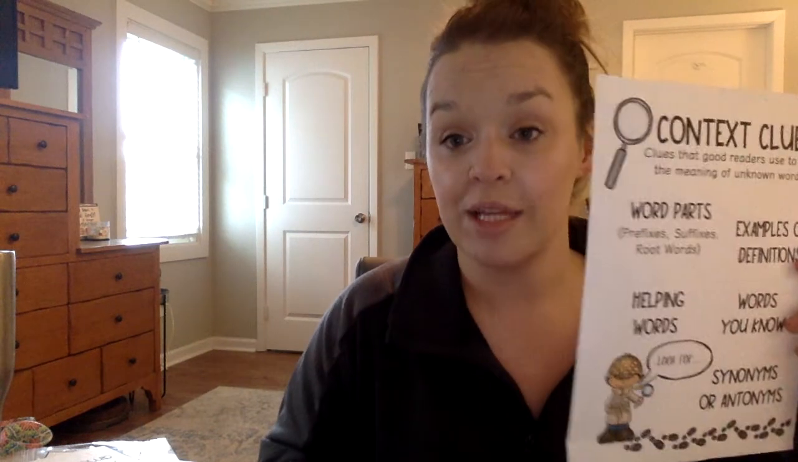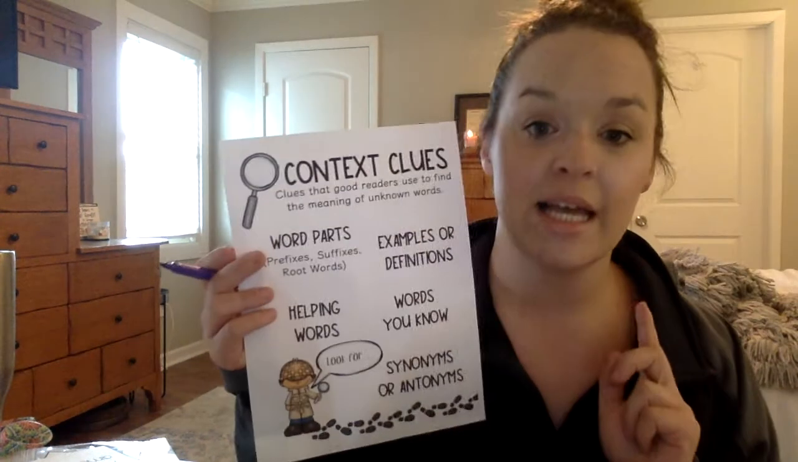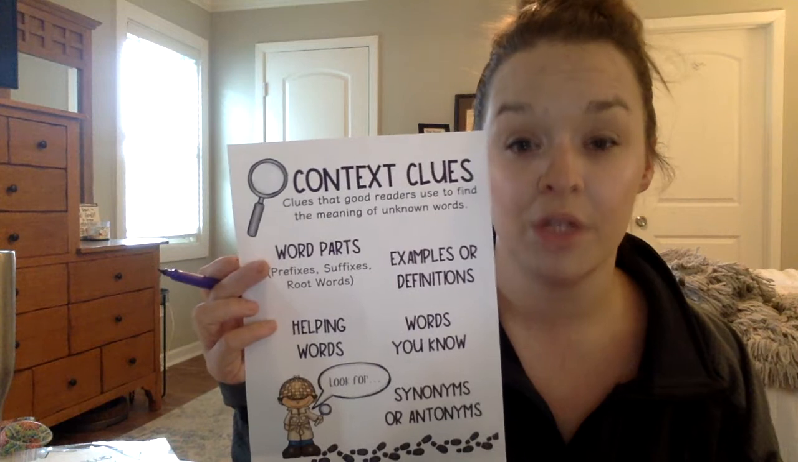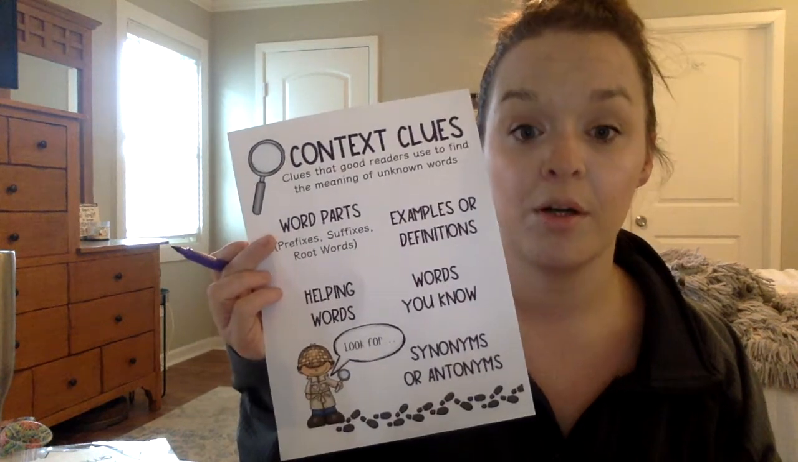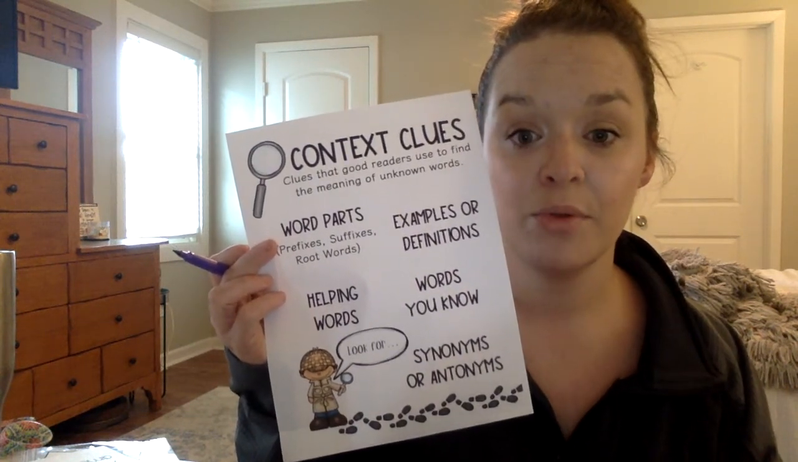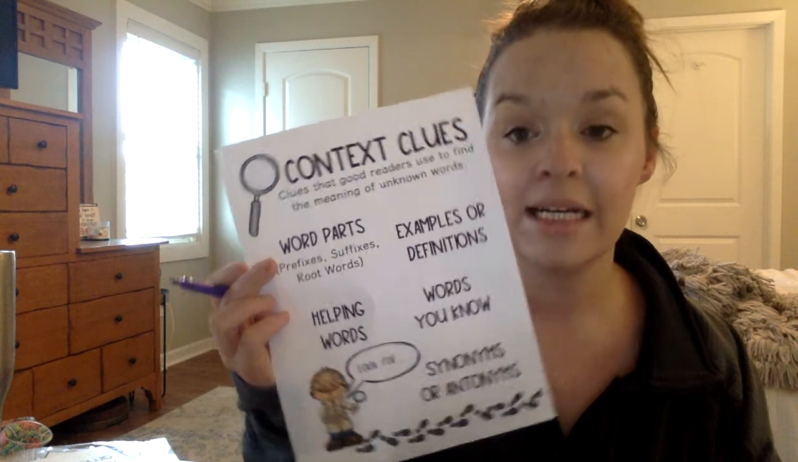And then for my reading disability students, I'm going to provide a children's dictionary for each of them to use during reading, and a context clue visual will be displayed in the classroom where they can see it, for things to look for when we're using context clues to define a word. So word parts, helping words, examples, words you know already, synonyms, antonyms. So that will be displayed for them to use as well.